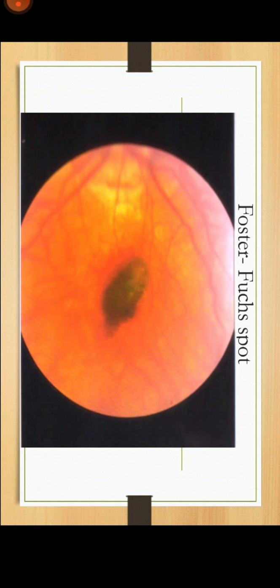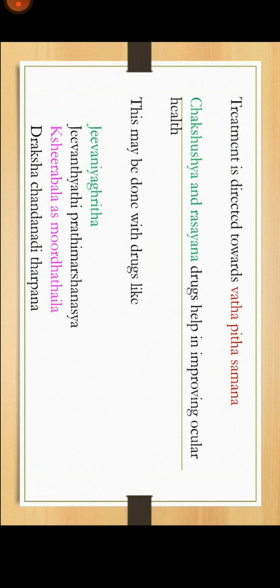This is a Fuchs spot seen through the ophthalmoscope, degeneration of the macula. Then coming to treatment, it is directed towards Vata Pitta Shamana, because here Pitta involvement is there. Chakshushya and Rasayana drugs help in improving the health. This may be done with drugs like even Jeevaniya Ghrita itself. Jeevaniya Pratimarsha Nasya can be done here. Then Shirobala as Murdha Taila. Then Draksha Chandanadi as Tarpana, because these are Sheeta drugs involved in Draksha Chandanadi. It helps in decreasing the vitiation of Pitta or for the sthairya of Pitta.